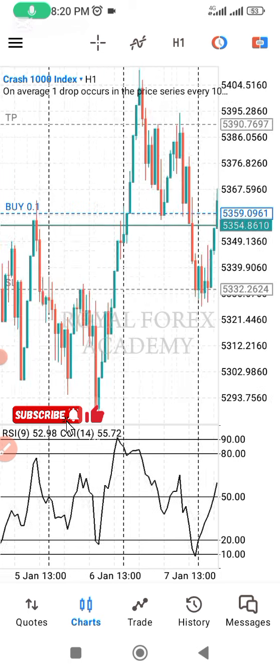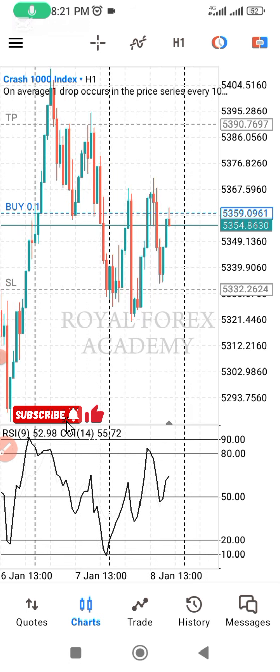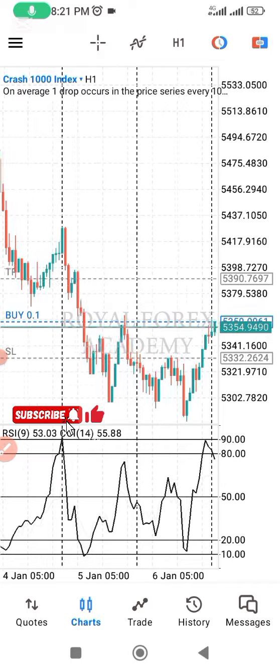This is Crash 1000. The first thing you need to do is determine the trend of your market. It has always been said that the trend is always your friend. So the best way and your first advantage is identifying the trend and trading in the direction of the trend.